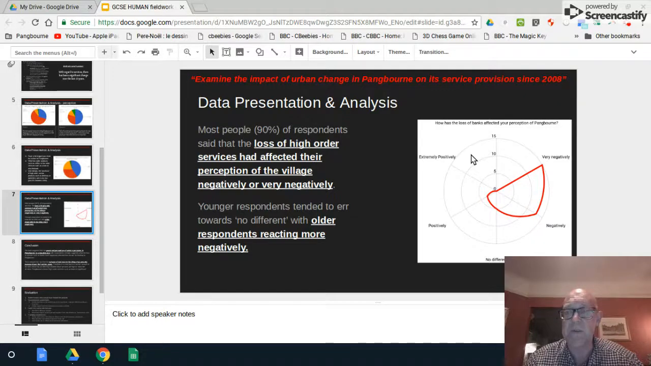So if it's up to the top left, then it would have been a very positively perceived change. Down towards the bottom, negatively perceived change. So we've got a real conclusion to draw here that people, in fact, are perceiving Pangbourne negatively because of the change in services. And it's worth noting down here that younger respondents tended to err towards no different, whereas the older ones were negative. Perhaps they remember what it was like when the banks were here and they could do everything in place.